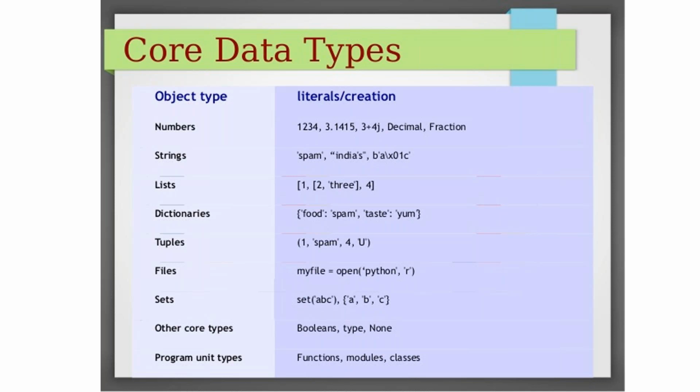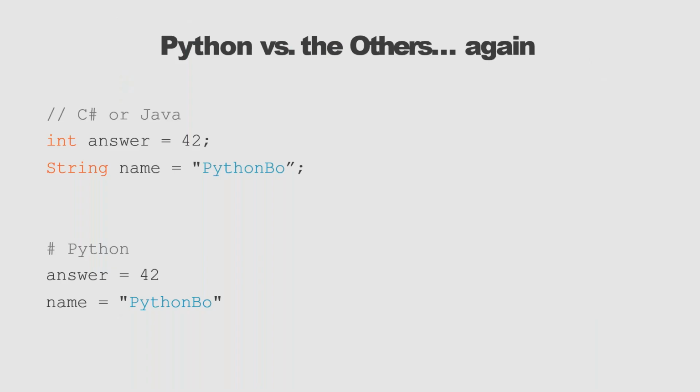Every member of the list will be separated by a comma. In a dictionary also every member will be separated by a comma, but it will be in key and value format. So the key is food, and the value is spam and yum. Tuples have one and again are separated by commas. Files, I'll show you some code for that. Sets and other stuff like that. So this is the way you can represent the variables.